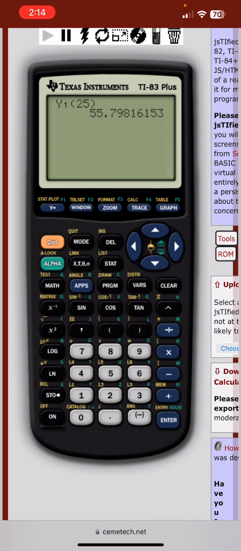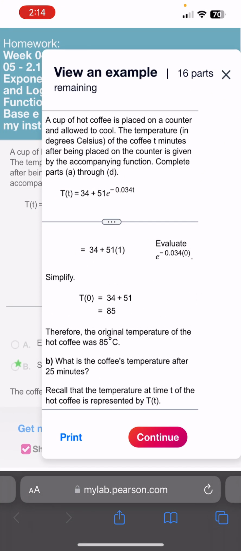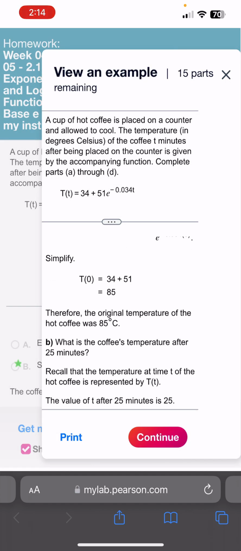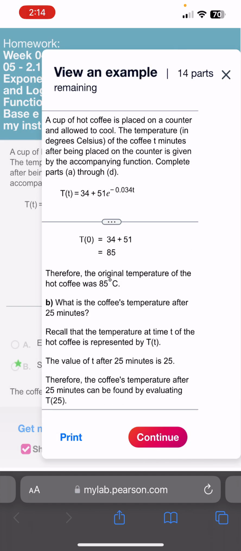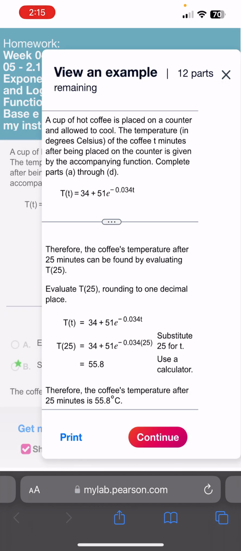So after 25 minutes, the temperature should be 55.8 degrees Celsius. I'm going to hit continue. 55.8, right? Use a calculator. Okay, that was part B.